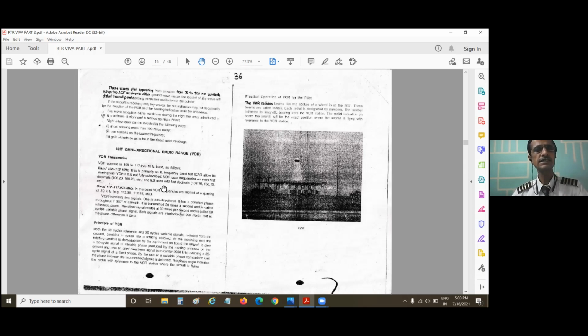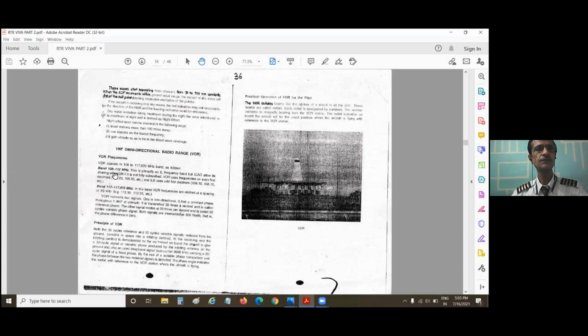We'll discuss this in another 2 minutes. But ICAO has allowed the sharing of this band, which is primarily 108 to 112 used by ILS. But this is also shared by VOR. It is not fully subscribed. VOR uses frequencies on even first decimals.